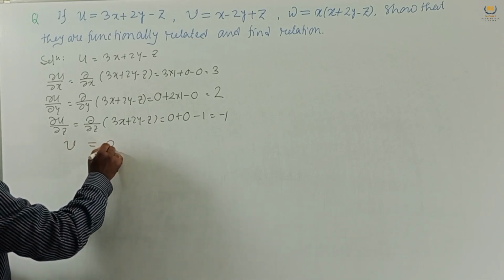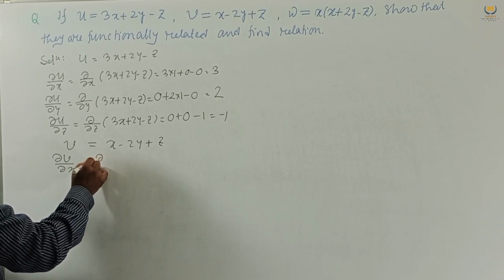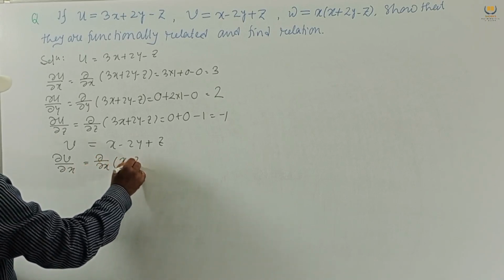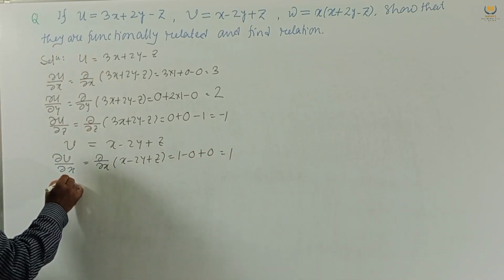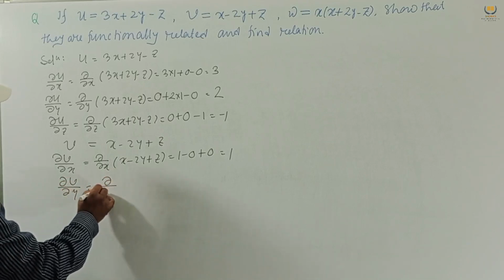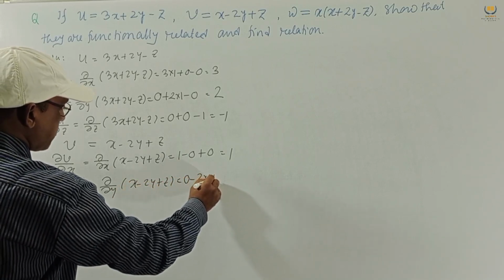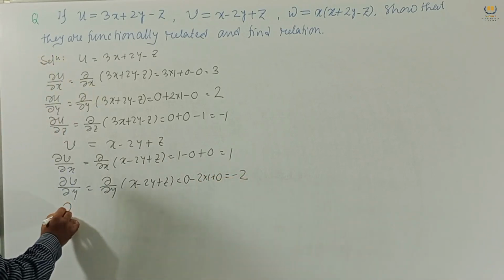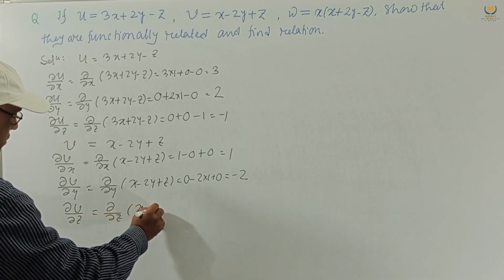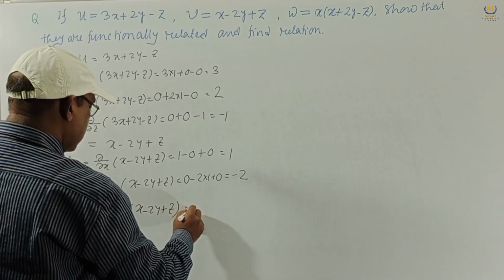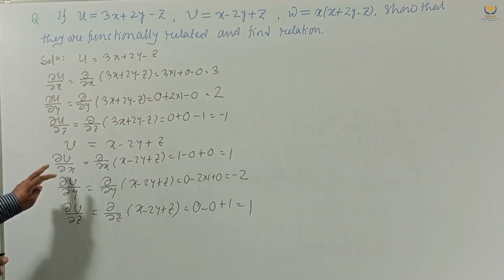Next, we consider v, x minus 2y plus z. Del v del x of x minus 2y plus z. This is 1 minus 0 plus 0, this is 1. Del v del y of x minus 2y plus z, 0 minus 2 into 1 plus 0, this is minus 2. Del v del z of x minus 2y plus z, and this is 0 minus 0 plus 1, this one 1. So v is over.